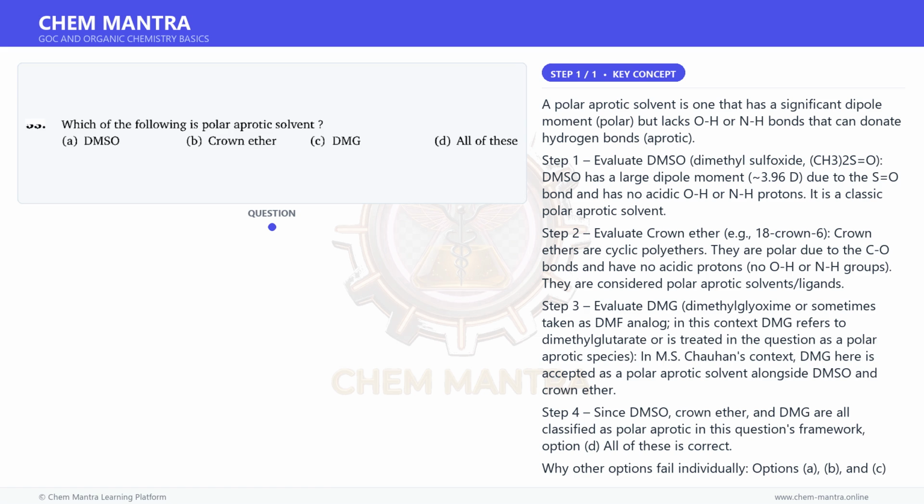Step 4. Since DMSO, crown ether, and DMG are all classified as polar aprotic in this question's framework, option D, all of these, is correct.